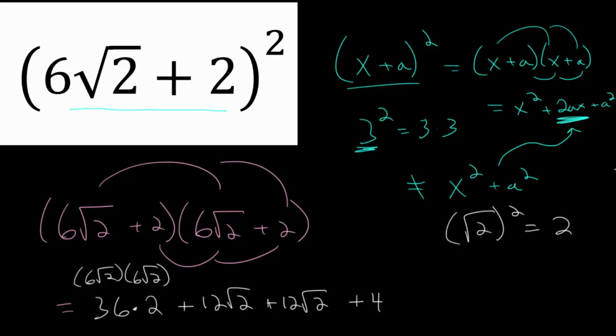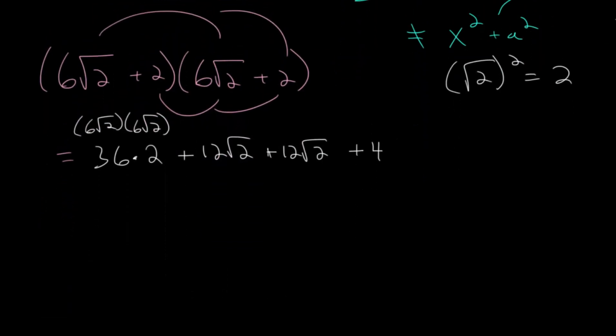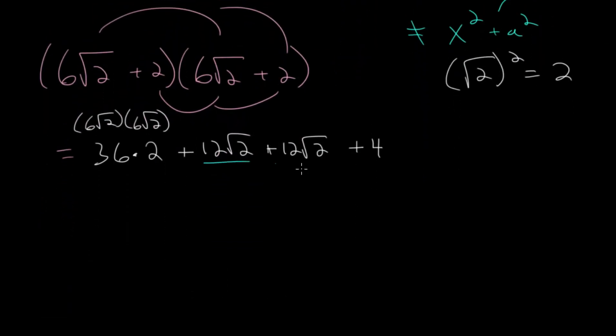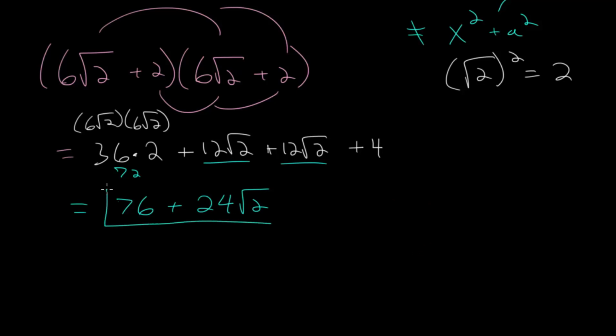And at this point, we can combine like terms and simplify. We know these are like terms since they both have that square root of 2. We have 12 root 2's, and we're adding 12 more, so that will give us 24 root 2's. We know this is 72. We're going to add 4 to that, so we get 76. And like I mentioned, we get 24 square roots of 2. So this right here will be our final answer.